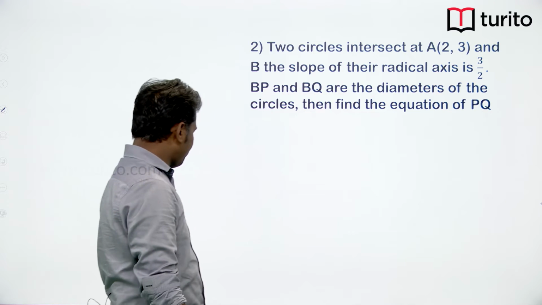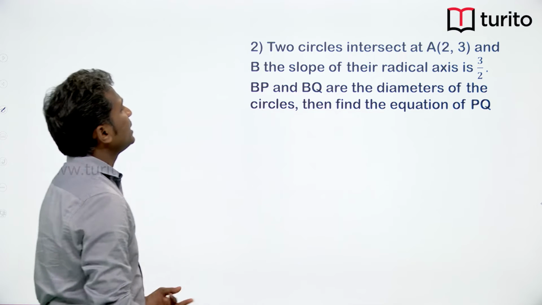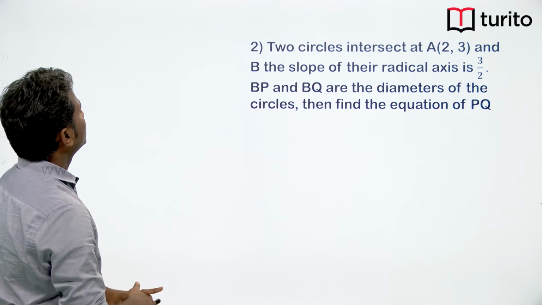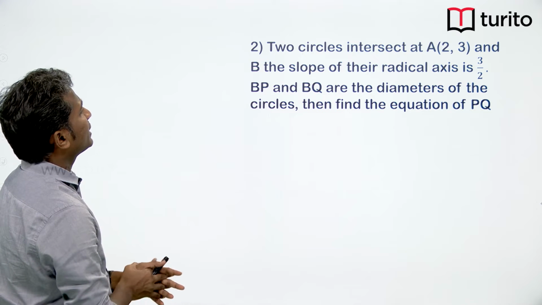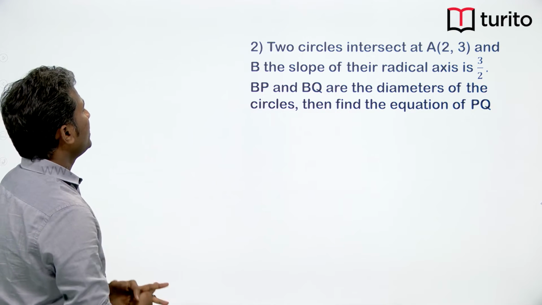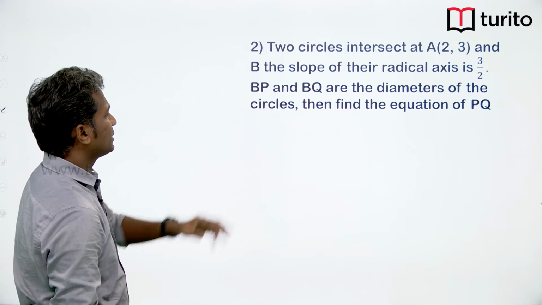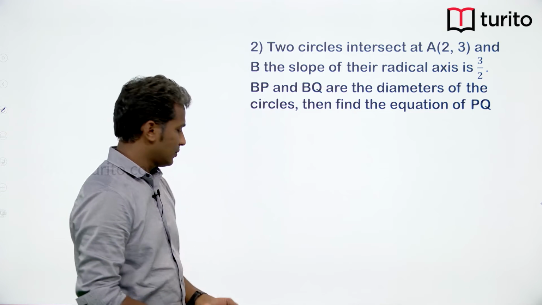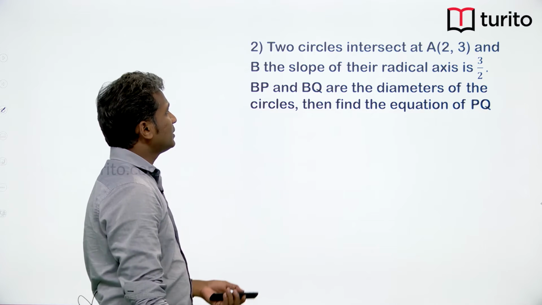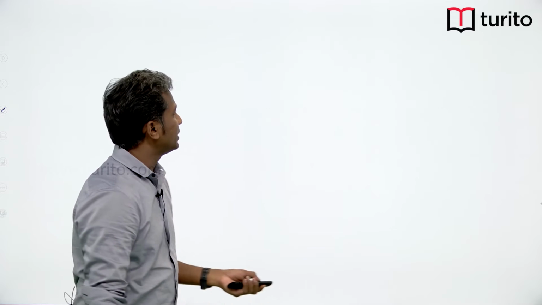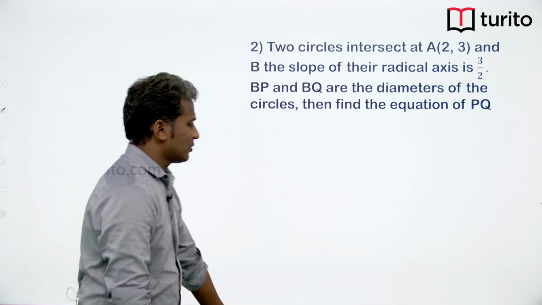Next problem: two circles intersect at (2, 3) and the slope of their radical axis is 3/2. BP and BQ are the diameters of the circles. Then find the equation of PQ. Okay. This problem can be solved directly using pure geometry, so I will just solve it here.